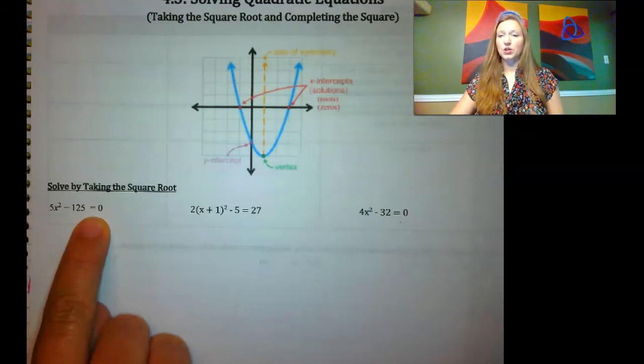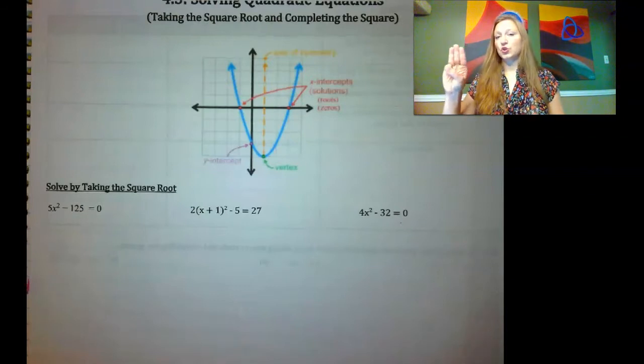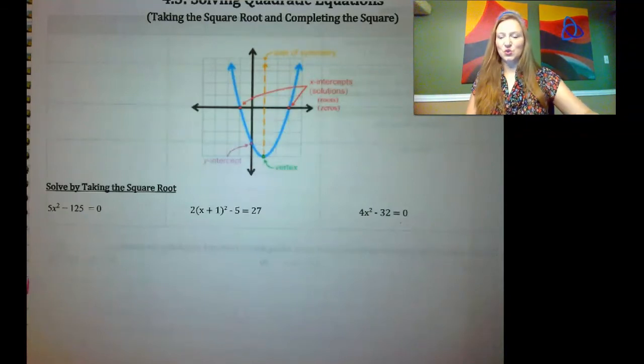The final method we're going to learn is the quadratic formula, which will be our last lesson. And keep in mind that we can have one solution, two solutions, or no real solutions for any of these solving methods. All right, so let's dive into what we're going to be learning today.